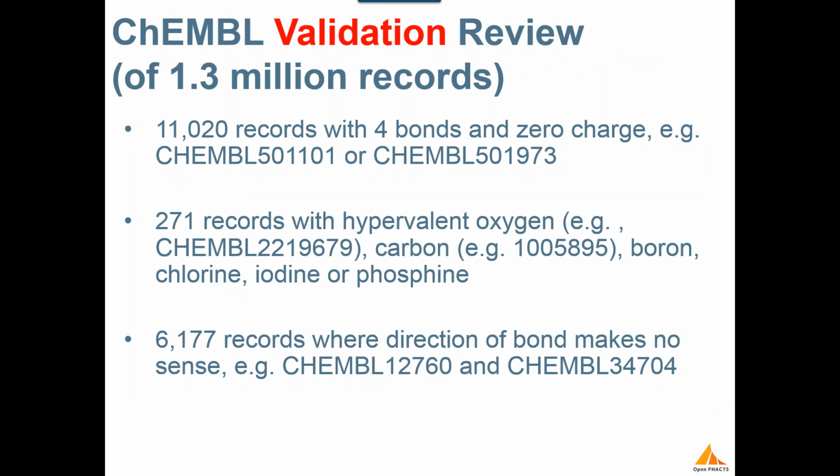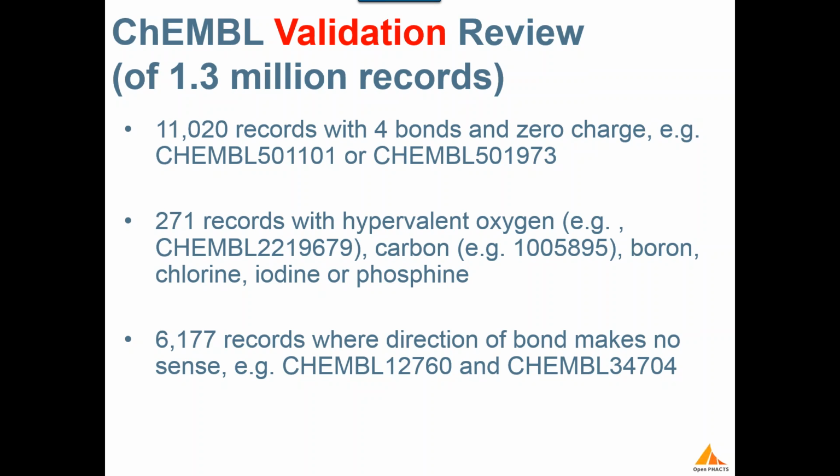This is an old review of ChEMBL when it was 1.3 million records, and when we pushed ChEMBL through in those days, I can't say that these observations would hold true today, because EBI do an excellent job of improving their own standardization process. But in this old review, we found 11,000 records with 4 bonds and 0 charge, which I think were nitrogen centers.